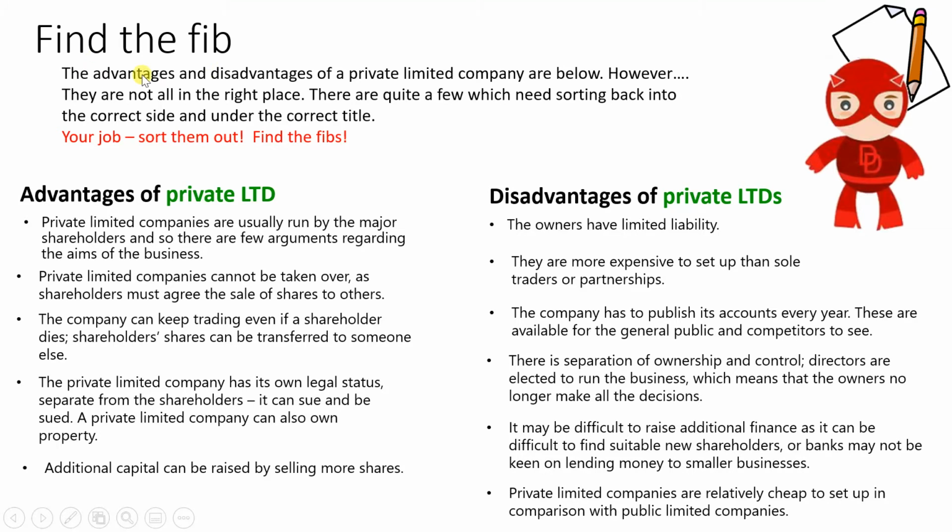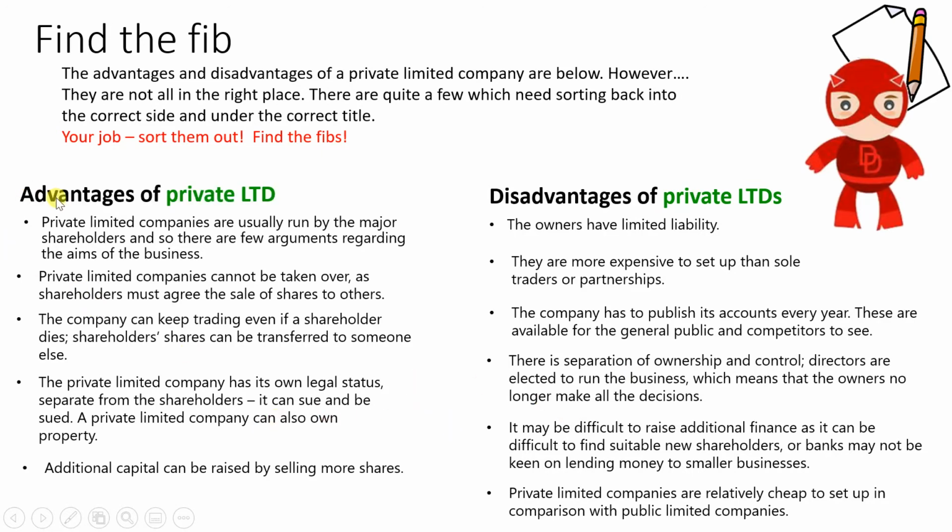The favourites are back, find the fib. You have got the advantages and disadvantages of a private limited company, all listed below. However, they are not all in the right place. There are quite a few this time, not just one. There's quite a few which need sorting back into the correct side and under the correct title. So there's a few imposters under each title. Your job is to find the fib, find the imposters in each pile and sort them back into their right section. So in advantages, there may be quite a few disadvantages, and in the disadvantages section on the right, likewise, they've got the wrong one in each, and you can move each bit of text around.